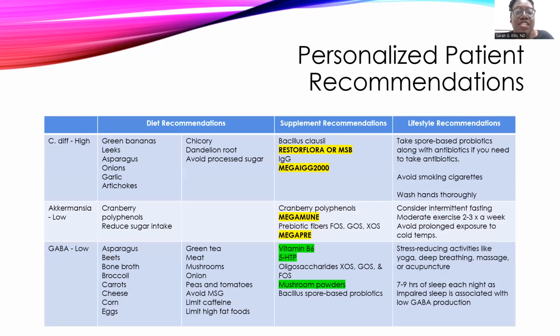And so our personalized patient recommendations, overall, we have this for C. diff, Akkermansia, and GABA. As this translates to specific megaspore parts, the Bacillus clausii can be found in Stool or a megaspore. The IgG can be found in Omega IgG 2000. For Akkermansia, our cranberry phenols can be found in Megamune, and then the prebiotic fibers are found in Omega-3. And then we also have other recommendations that even include mushroom powders as well.